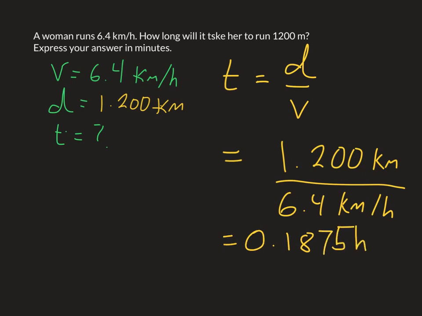Okay, now. Right now, I don't have the right number of significant digits, right? I should only have 2. But remember that the question says record or express your answer in minutes. So we have to take the 0.1875 hours and convert it into minutes.